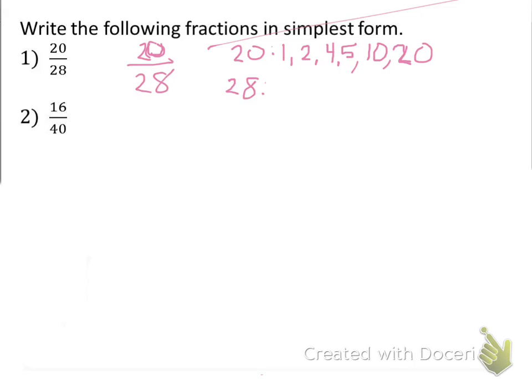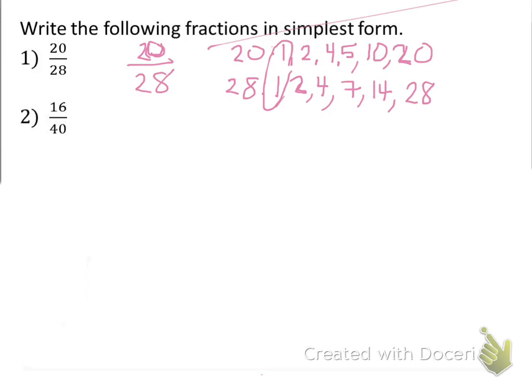Okay, 28. Again, let's start with 1. 1 is always a factor. 28 is even, so definitely divisible by 2. It's not divisible by 3. It's divisible by 4, and it's 4 times 7, so I know it's also divisible by 7. What times 2 gives 28 is 2 times 14. And then lastly, 28.